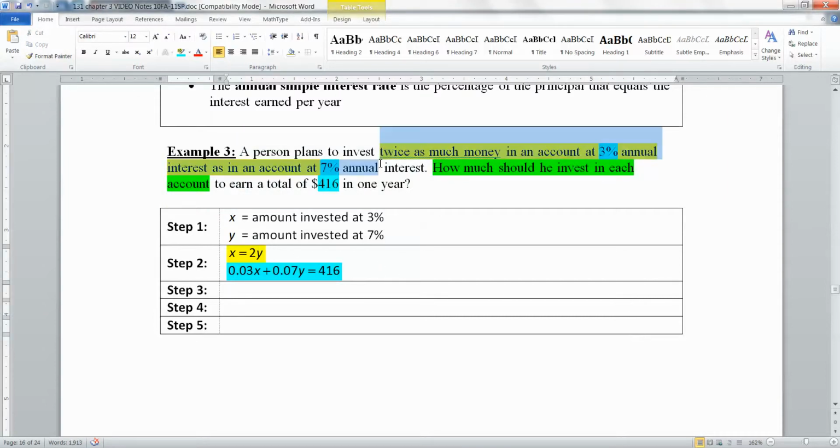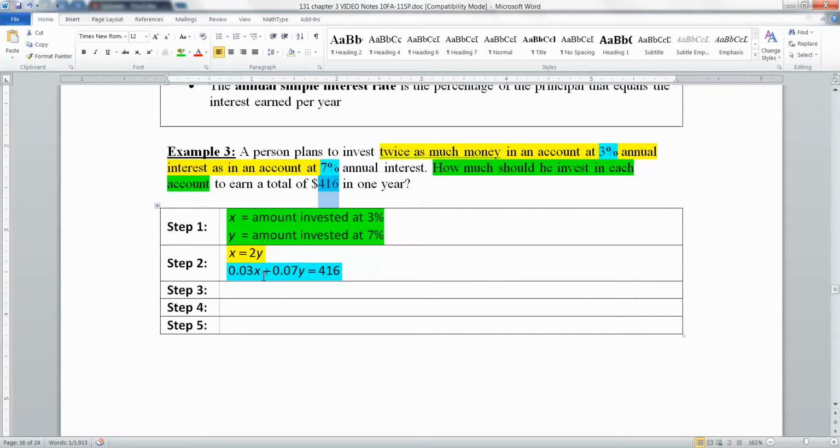So the twice as much money business, that's X equals 2Y. The variables themselves are coming out of that green one, right? How much is invested at each amount. And then this last one's the hardest one to spot. It's coming from the fact that you've got 416 down here, but 416 isn't going to be X plus Y. It's going to be 3% of X plus 7% of Y.